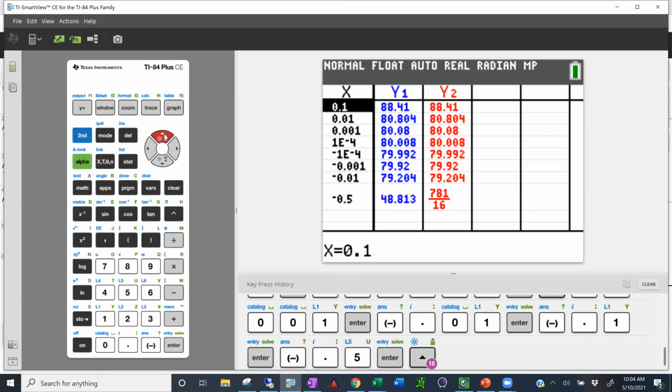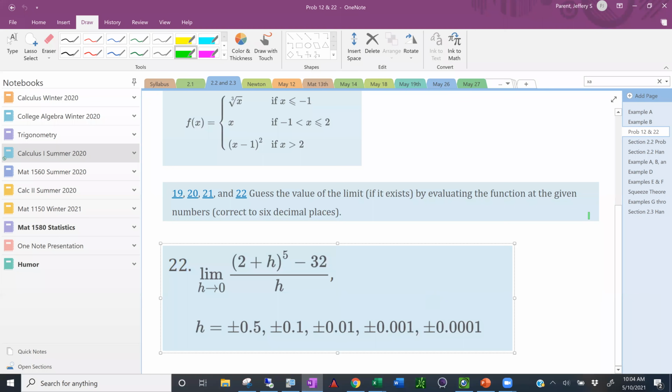What you should see here, though, should convince you of what the limit is. As we approach x equals 0 from the left or from the right, what value am I getting close to? 80. Yeah, it looks like you're getting closer to 80, right? That'd be my guess. So 80 is the conjecture that we have for the limit. That'd be your answer. So the limit as x approaches 0 of this quotient is 80.